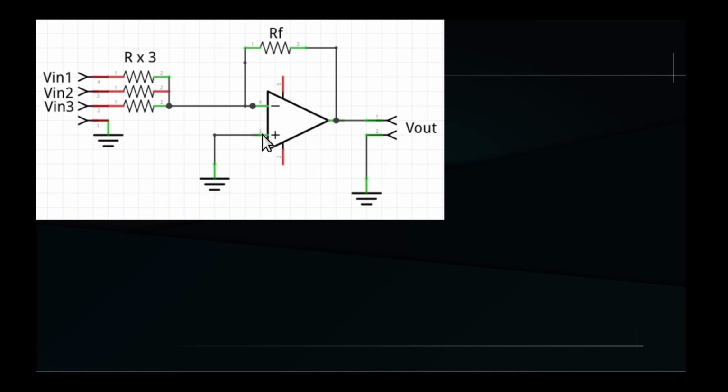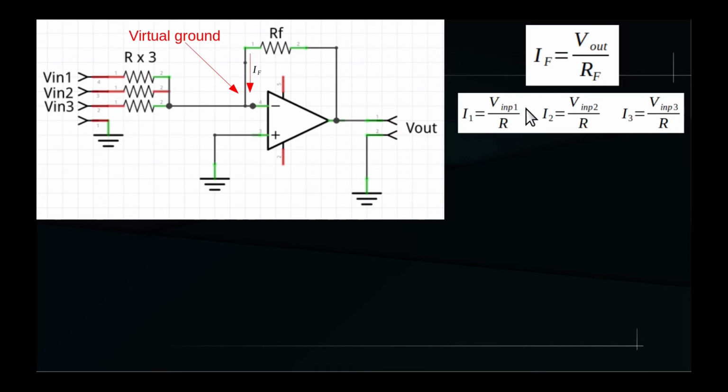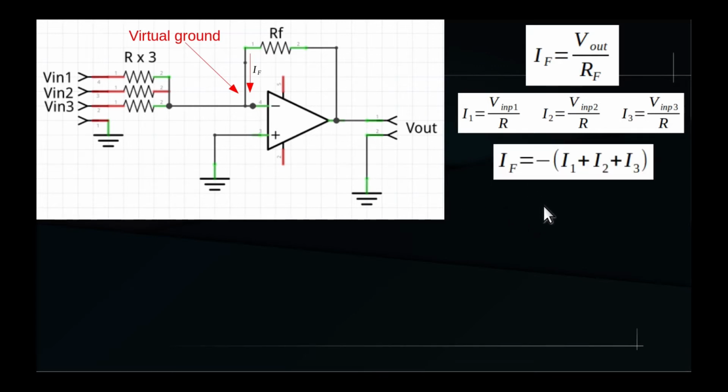First thing to notice is that since the non-inverting input is connected directly to ground, the inverting input itself is at the virtual ground. That said, we can calculate current IF going through the resistor RF as IF equals Vout over RF. And similarly, we can calculate the current across each resistor R as I1 equals Vin1 over R, I2 equals Vin2 over R, I3 equals Vin3 over R. Since there is no current going toward the inverting input, it has to be that IF equals the opposite of I1 plus I2 plus I3.